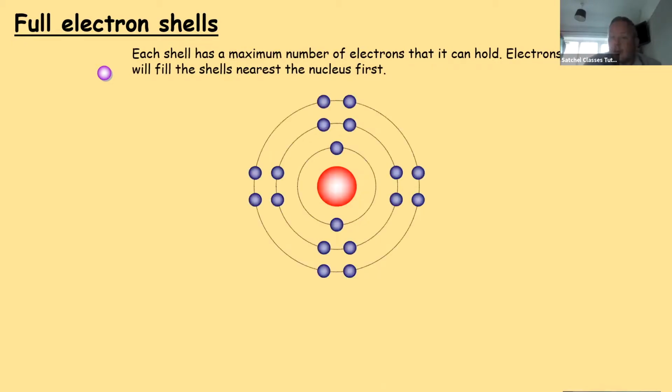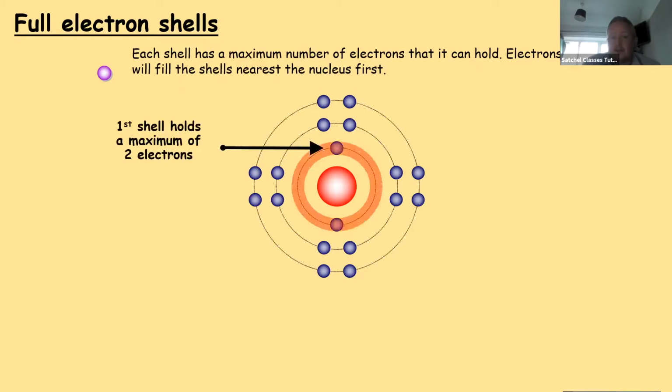Each shell has a maximum number of electrons that it can hold. Electrons will fill the shells nearest the nucleus first. So here we have 3 shells around the central nucleus as represented by the red circle. The inner shell is filled first. It holds 2 electrons. The second shell filled second. The third shell on the outside filled third.